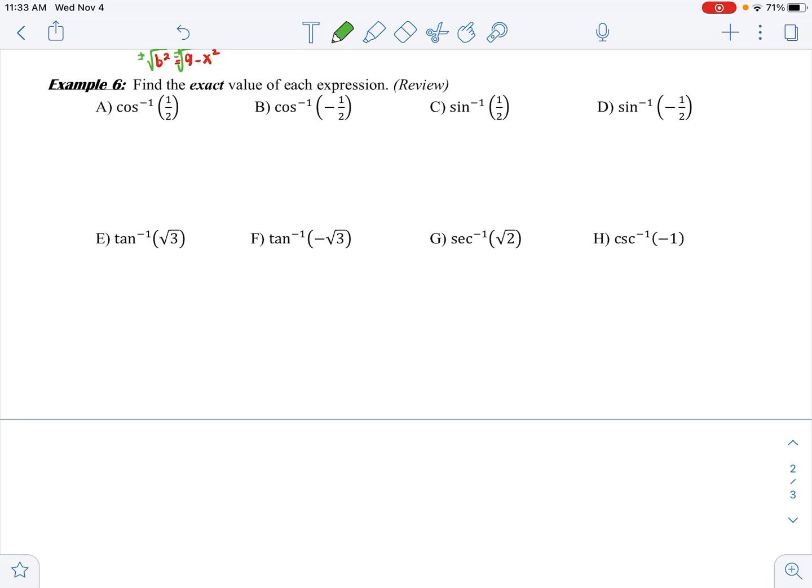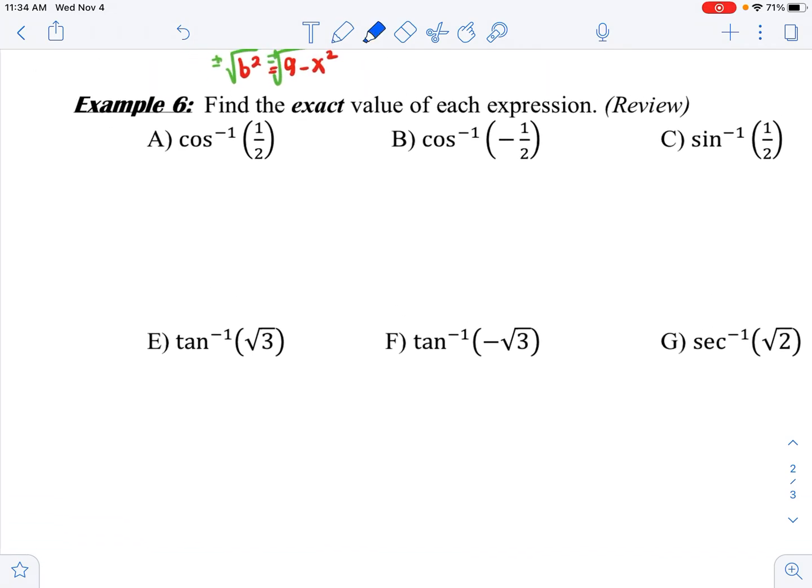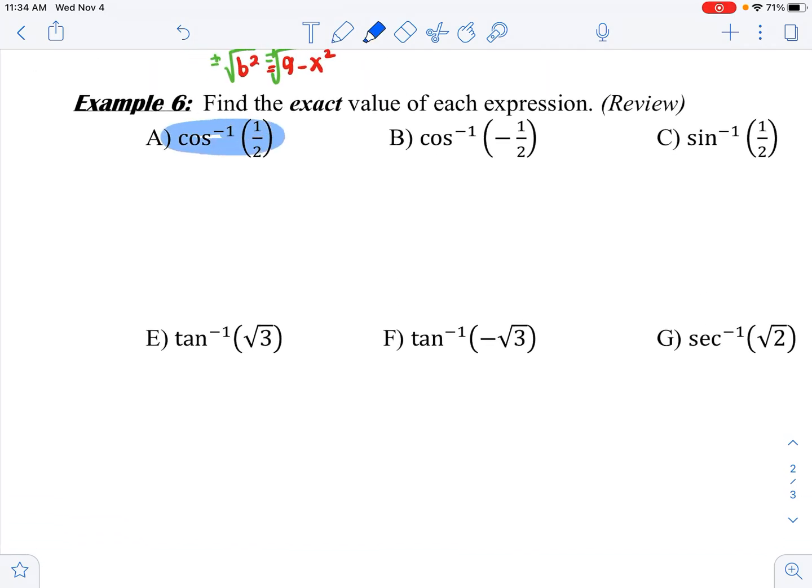Okay, last set, we're going to move back over to this. This is more review of what we learned in 4.6. Find the exact value of each expression. So first off, let's look at all 8 of these real quick. What does your answer look like? So when I ask you that, you should be asking yourself, is my answer an angle? So is this an angle?